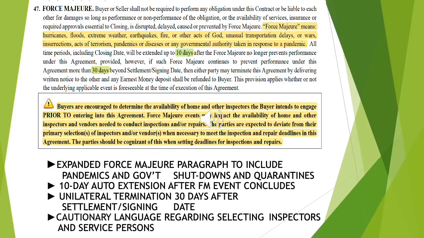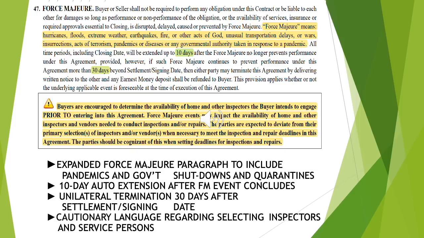Initially they were not in there, and then we ended up adding them into that COVID addendum. So they are included in the sense that they could fall in some of these categories, because we do talk about quarantines and pandemics and government shutdowns and travel restrictions. But we did include a box, which is very similar to what we have in the COVID addendum, that specifically explains that buyers are encouraged to determine the availability of home and other inspectors that the buyer intends to engage prior to entering into the agreement.